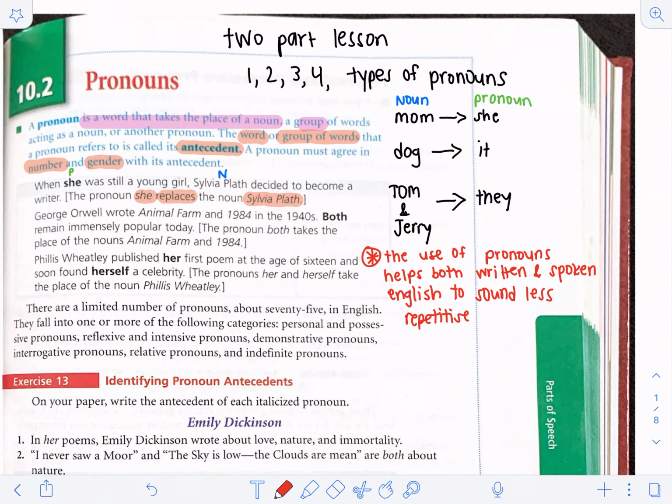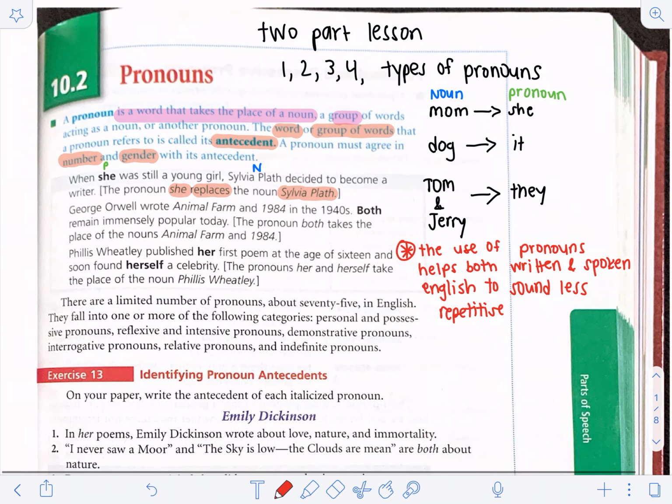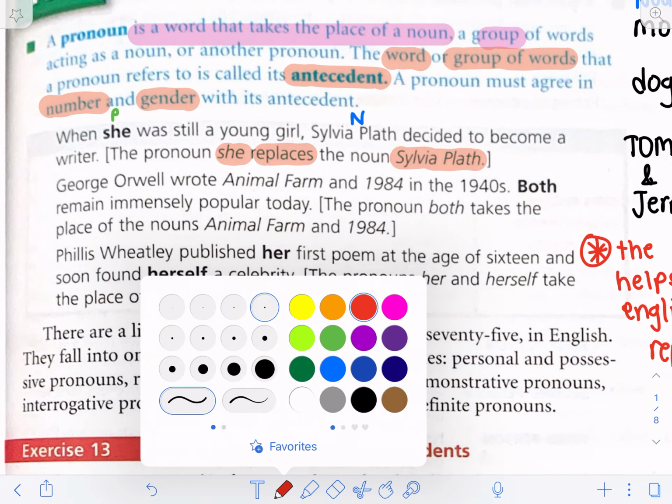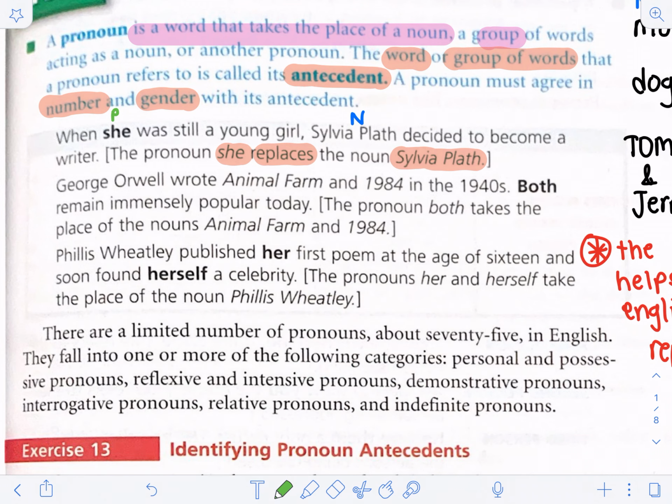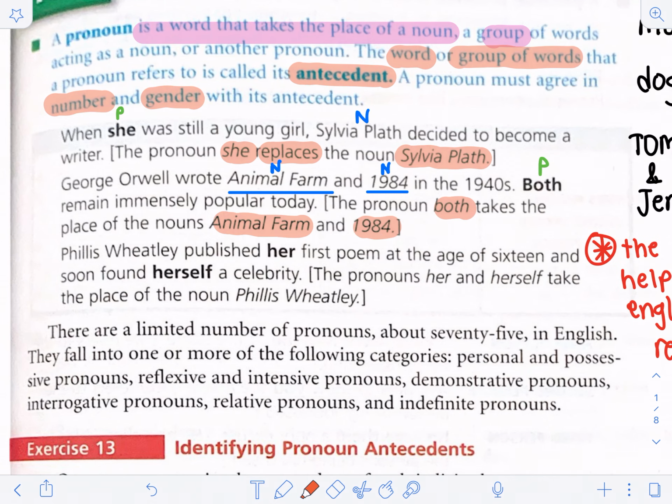Remember, with the grammar videos, you can pause and rewind as needed at your own pace. Sentence number two: George Orwell wrote Animal Farm and 1984 in the 1940s. Both remain immensely popular today. Both is our pronoun, and it is replacing the two titles of the books, which are both proper nouns. If you look at the little explanation, both replaces Animal Farm and 1984.